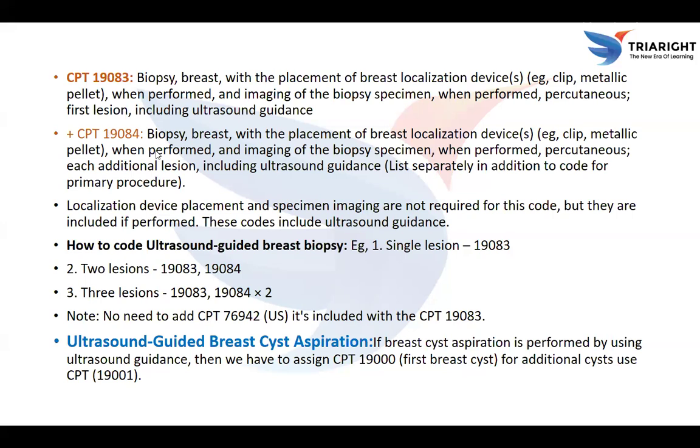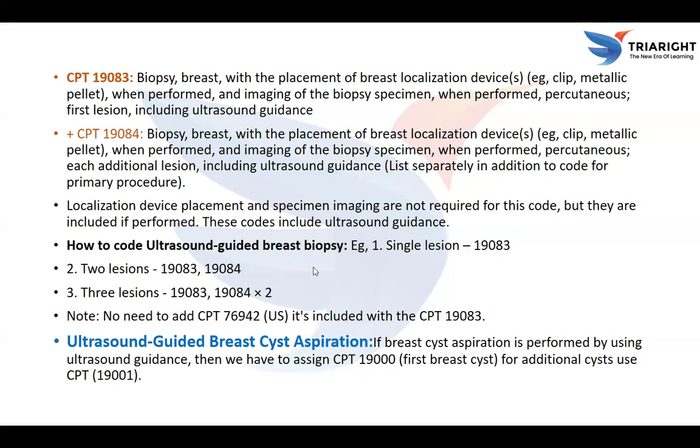So coming to 19084, this is an add-on code which is used for each additional breast localization device or each additional lesion. So for one lesion you have to use the 19083 code. If there are two lesions, you have to assign both 19083 and 19084. If there are three lesions, you have to assign 19083 and 2 units of 19084. So you do not code for the ultrasound guidance separately because it is already included within the 19083 and 19084 codes.